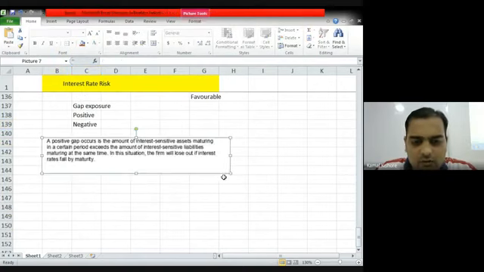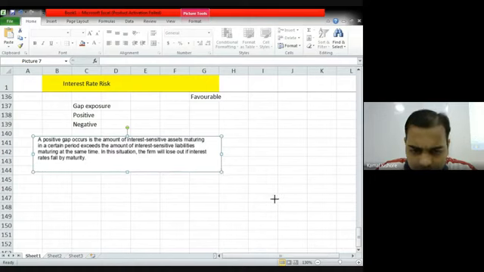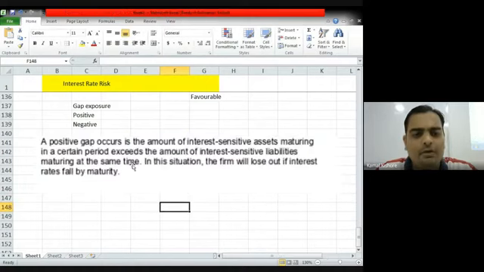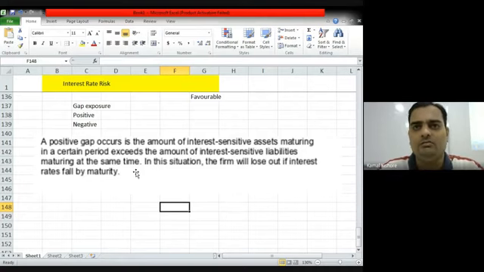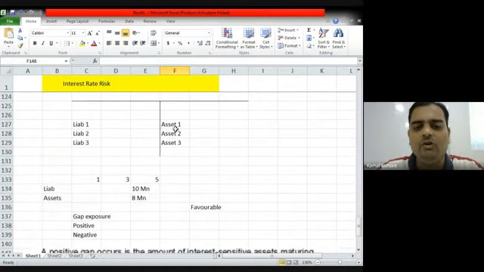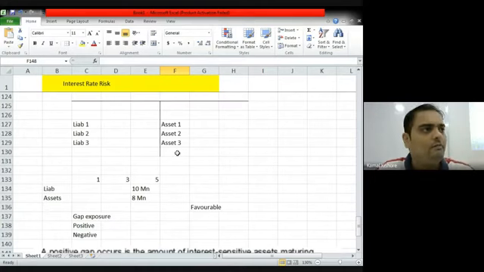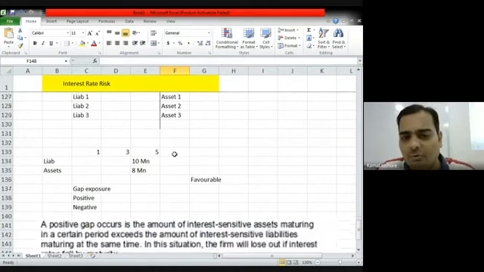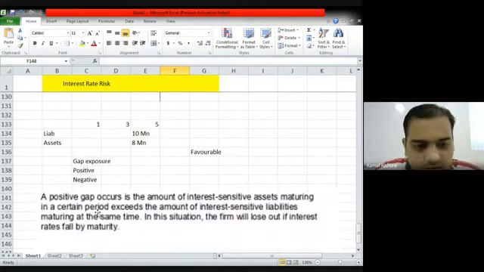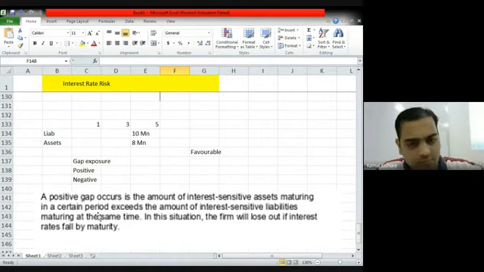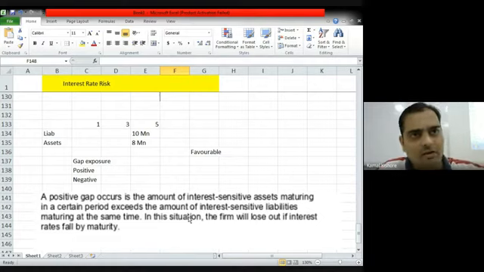So you have to understand what your material mentions. Same thing, whatever we have just discussed. A positive gap occurs if the amount of interest sensitive assets, what are interest sensitive assets? Whichever assets are impacted more by interest movements, maturing in a certain period exceeds the amount of interest sensitive liabilities, not all liabilities, those liabilities which are getting impacted more by interest rates.